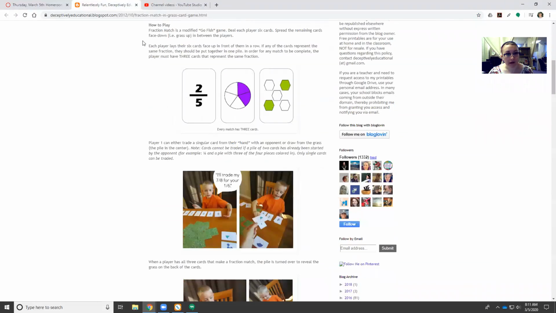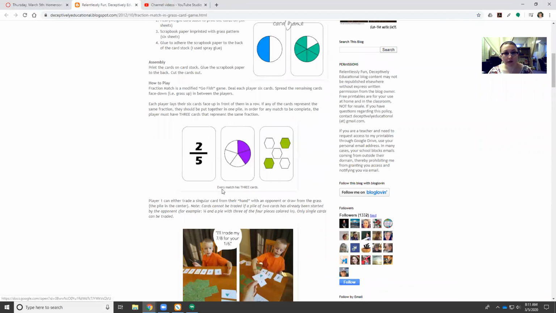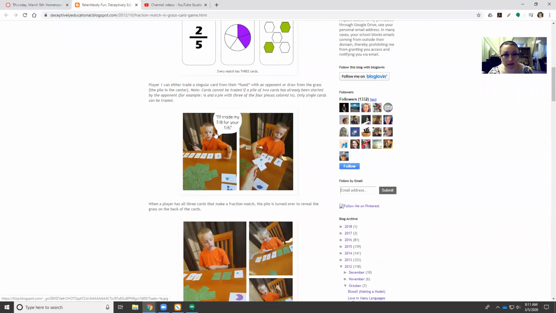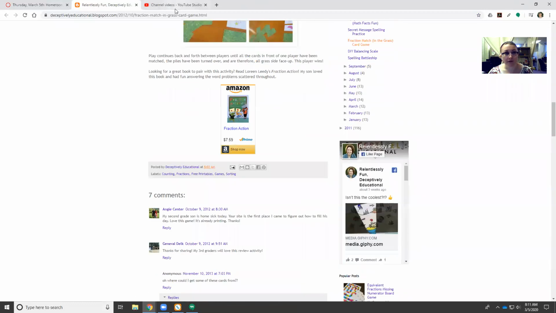And then the directions are here, how to play. It's like Go Fish, but with fractions. So you say, I'll trade you my 7/8 for your 1/6, and so on. So read the directions.